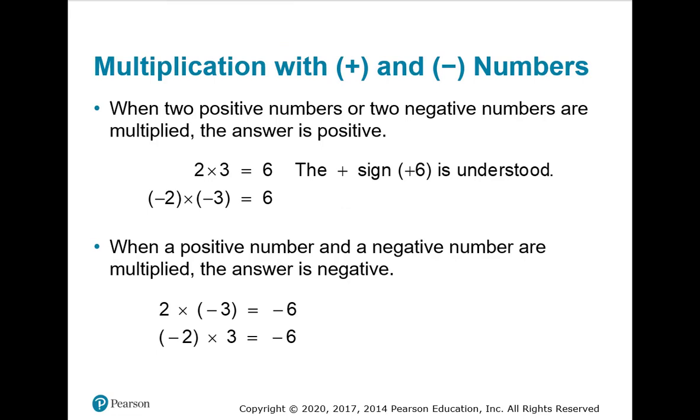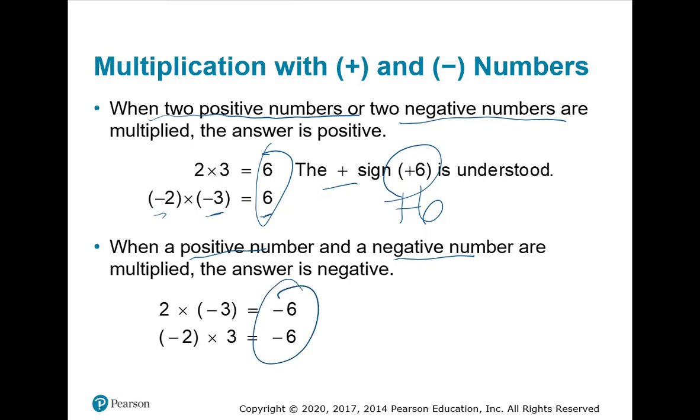Now when I multiply with positive and negative numbers, when two positive numbers or two negative numbers are multiplied, the answer is positive. 2 times 3 is 6. Negative 2 times negative 3 is 6. And again, that plus sign is understood. You don't have to write plus 6 as your answer. You can just write 6. Now when a positive number and a negative number are multiplied, the answer is negative. It can be 2 times negative 3 or negative 2 times 3.